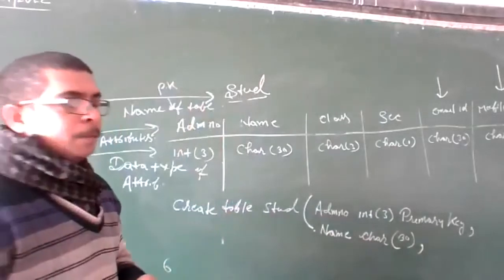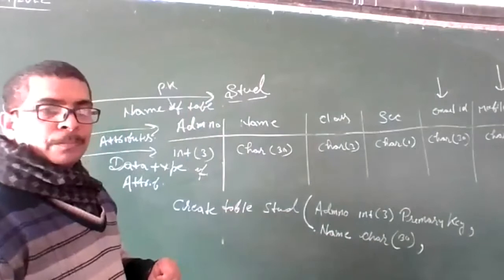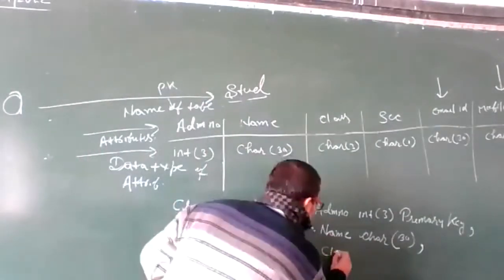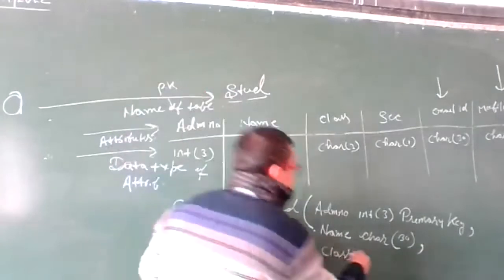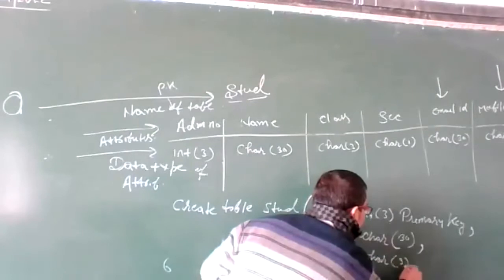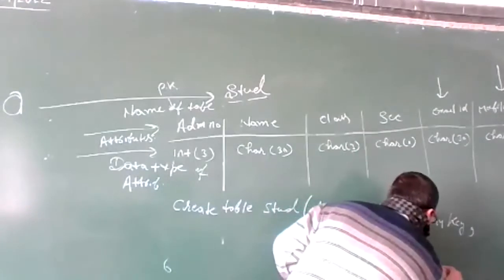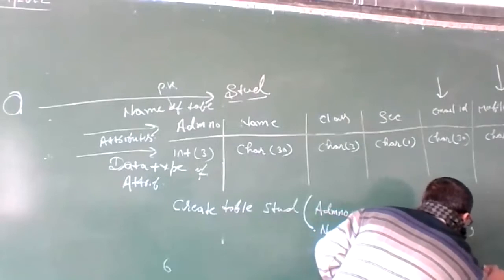Now the next attribute. Which one is my next attribute? Class. Okay, we will take class. What is the data type of class? Char. What is the size? 3. Comma. The next is section. It is char. Size.